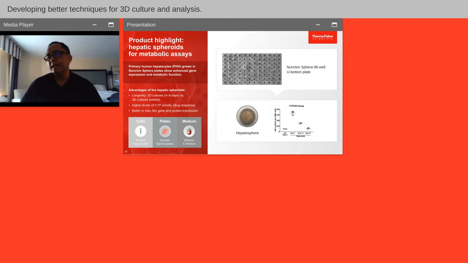And the images here on the right highlight what the spheroids should look like following the protocol, as well as the increased CYP activity comparing 2D to 3D. You can see the advantages of 3D. If you carry it out to 3 weeks, you have the same amount of CYP activity as you would see in 2D after only 5 days. So you're really lengthening your window of being able to use the cell model.